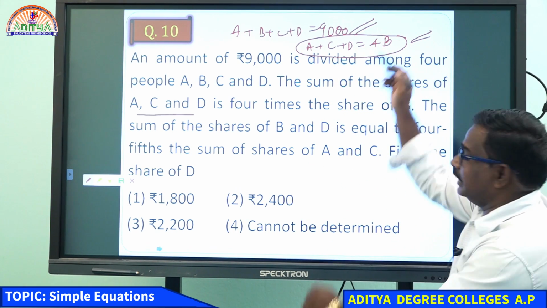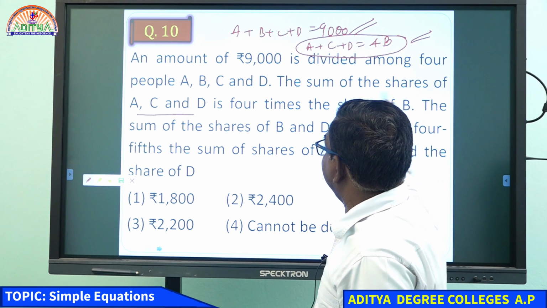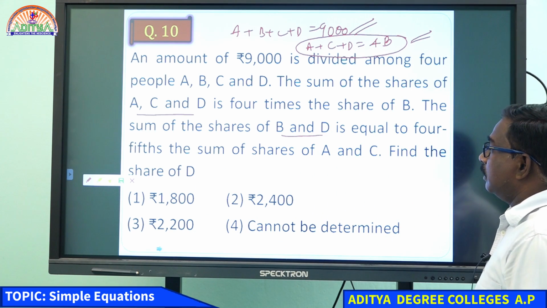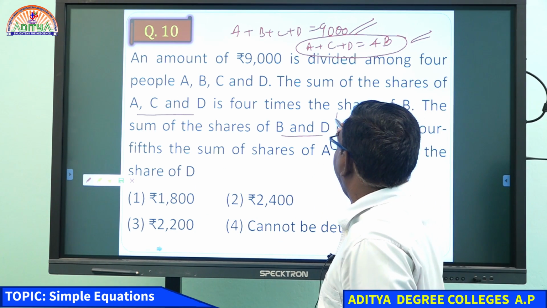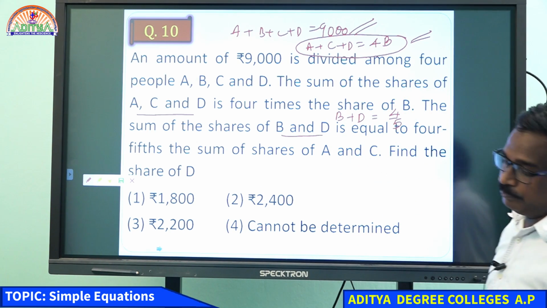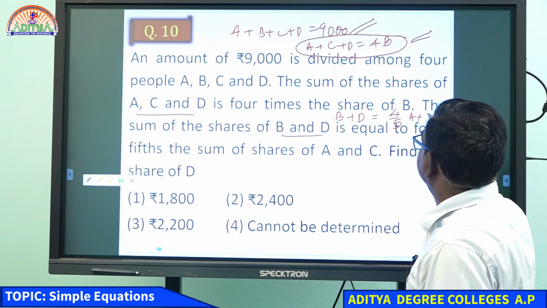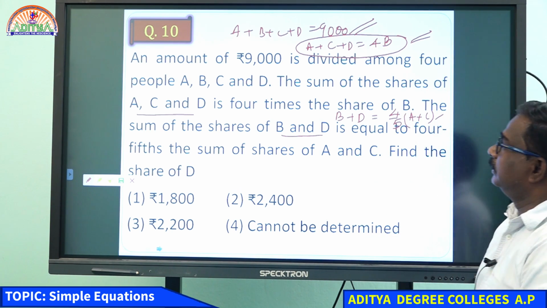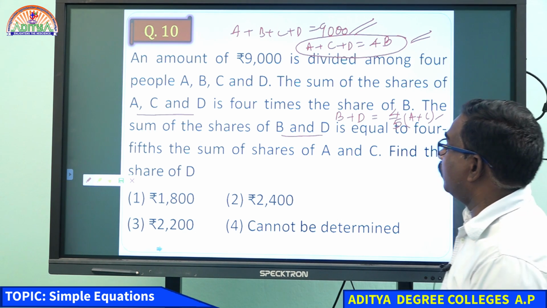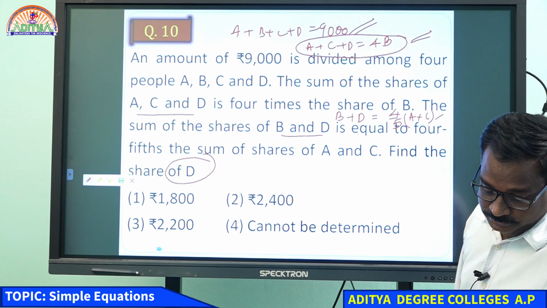First condition, second condition. Now are there any more conditions? The sum of the shares of B and D is equal to 4/5 of the sum of the shares of A and C, meaning B plus D is equal to 4/5 of A plus C. Another condition. So 3 conditions are given, and we are asked to find the share of D.